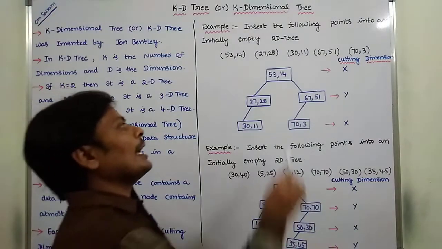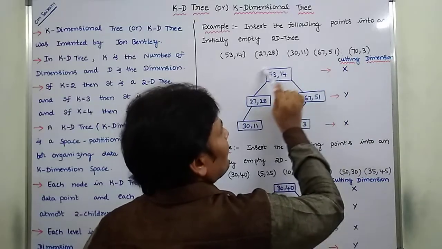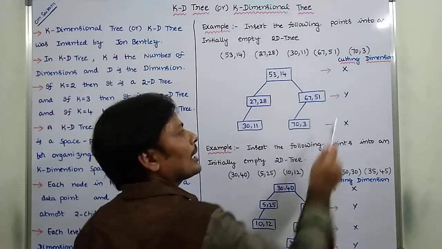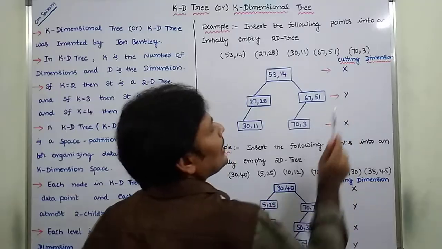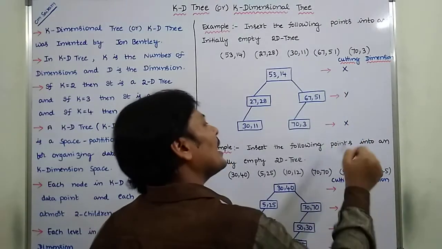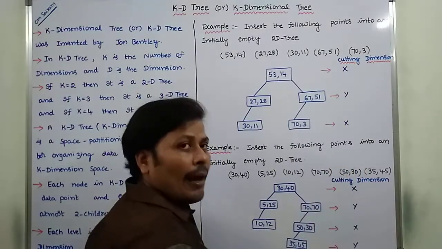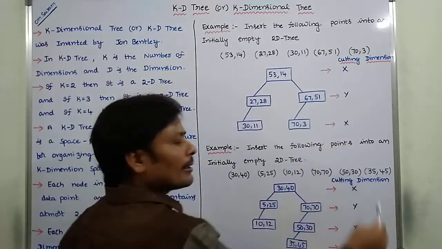Here there are two dimensions. The cutting dimension for the first level is X, and for the second level it is Y. Once the two dimensions are completed, again we take X for the next level, next we take Y, and after that this is repeated.